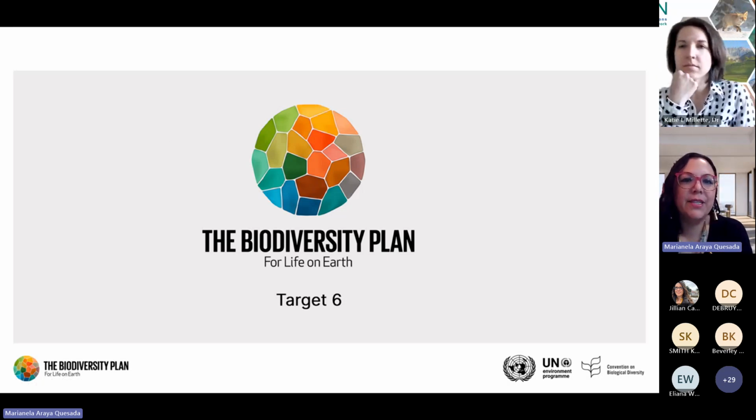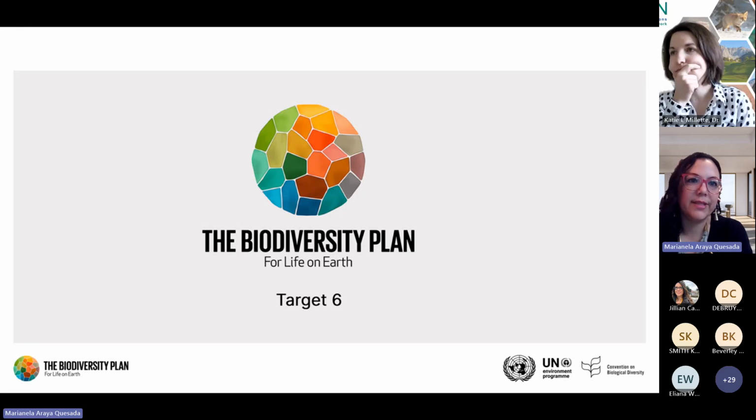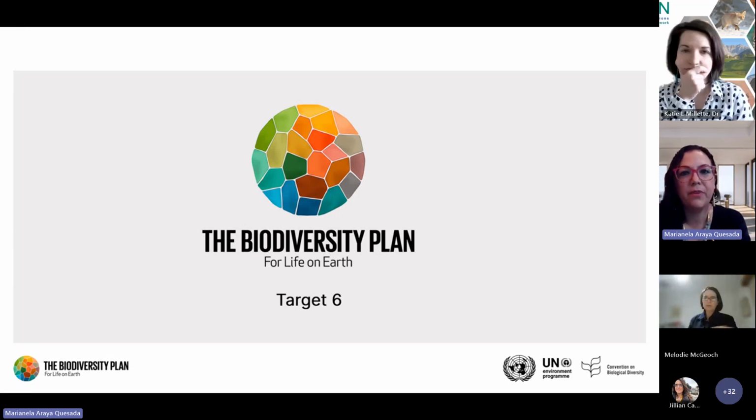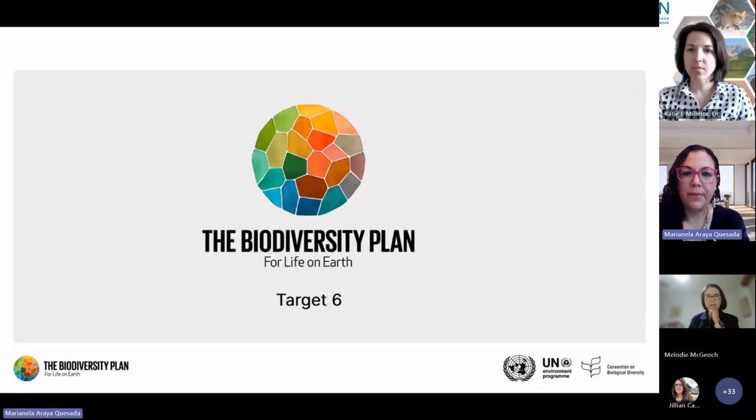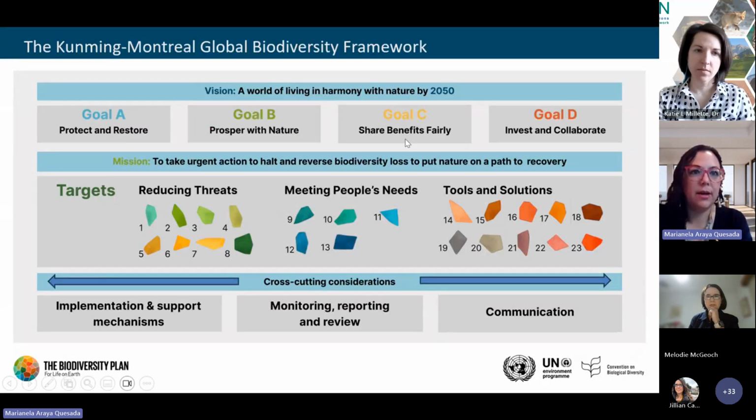So the first presentation today is just brief information about Target 6, just to provide some context before the GeoBon colleagues run you through the indicators. So let me just start by referring generally to the GBF, the Biodiversity Plan. As you know, the plan has a vision of living in harmony with nature by 2050. And to do that, it has 4 goals and 23 targets.